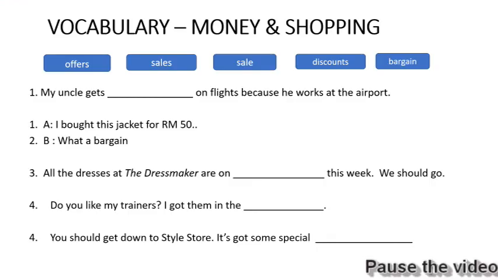Okay, now take a look at these 5 sentences and fill in the blanks with the appropriate word. Could it be discount, sale, bargain, or offer? Try it out. Alright, very simple ones. Now let me share with you the answers. What are the answers for these 5 statements?